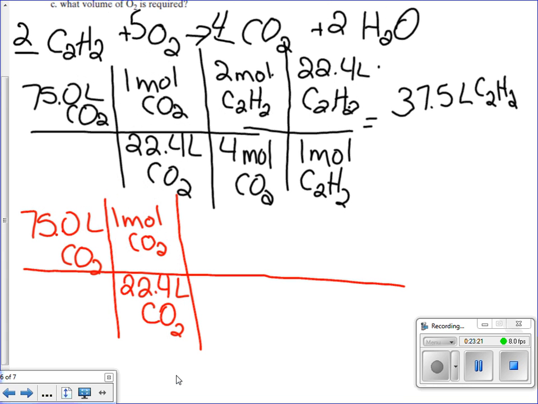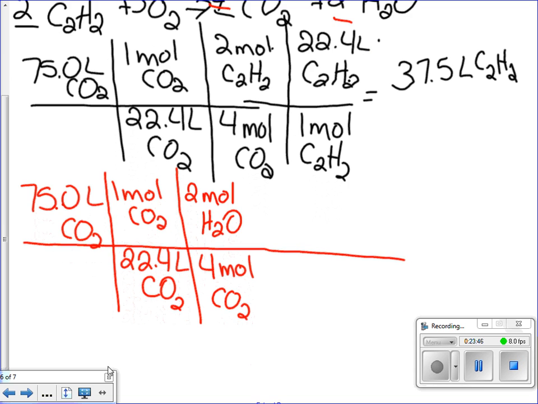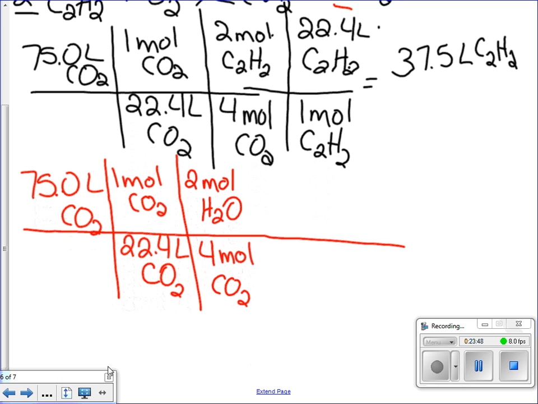So for every 4 moles of CO2, I have 2 moles of H2O. I'm going to put my 4 moles of CO2 on the bottom so that it cancels out, and I'm going to have 2 moles of water on top. Let's see, the question asks for it by volume. So liters is our unit for volume.